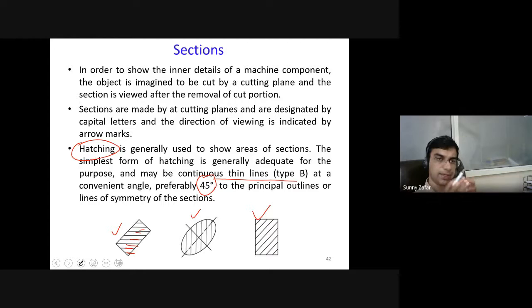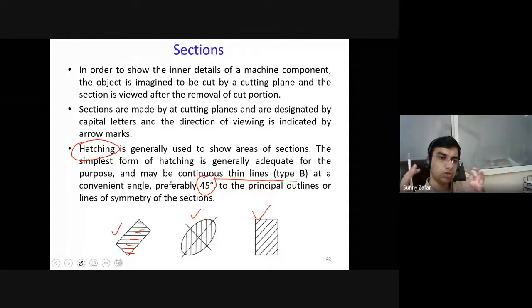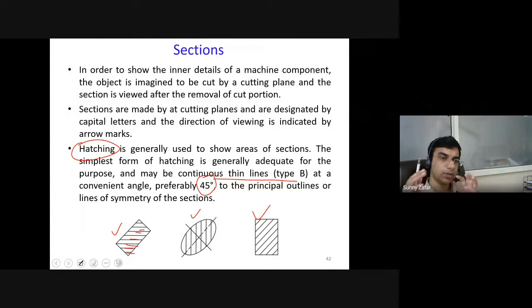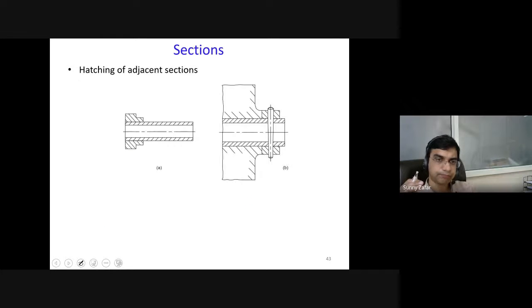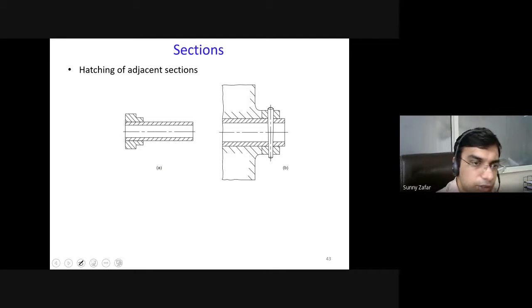For example, there are ferrous materials, non-ferrous materials, rubber, glass. So all these sections are based on what material is used, and accordingly the sectioning is to be done. That I will discuss. Whenever the sections have to be shown in adjacent parts, as shown here, the hatching pattern basically reverses in the adjacent parts.